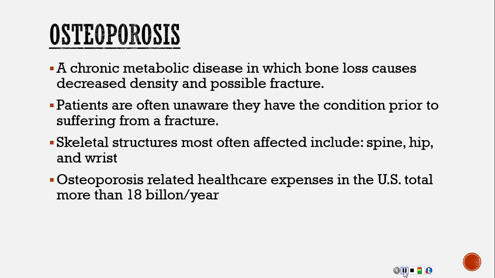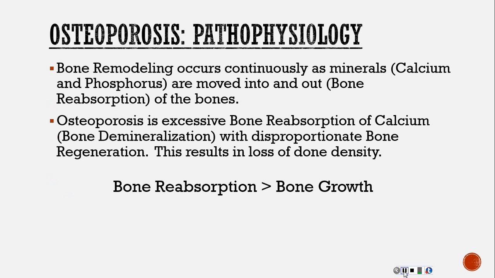So there's a lot of money involved with it. That just tells you how common it is. It's very, very common. All right. Osteoporosis is a result of bone remodeling that occurs continuously as minerals, calcium and phosphorus, are moved into and out of the bone. Now, this is normal. A normal bone remodeling process occurs in everybody from birth till death. Okay.